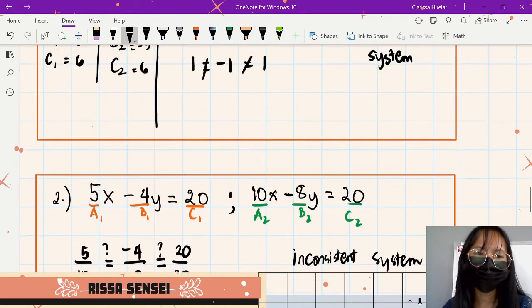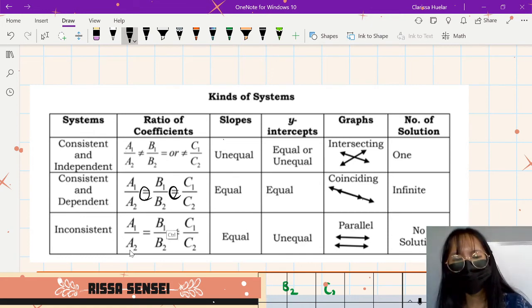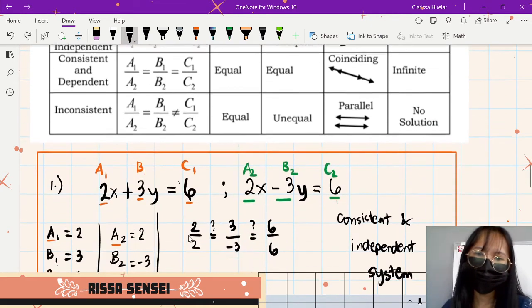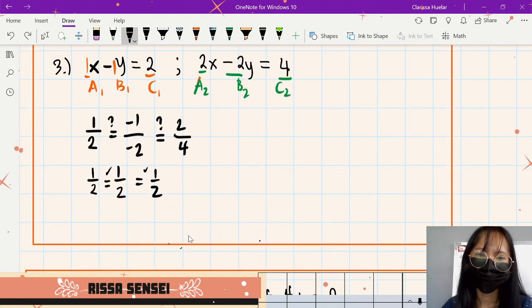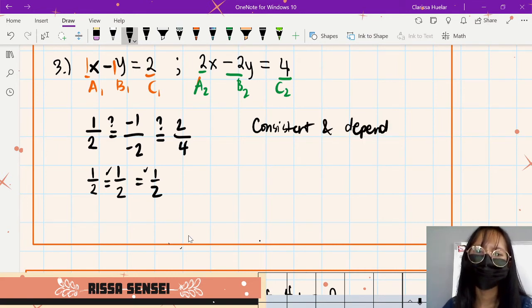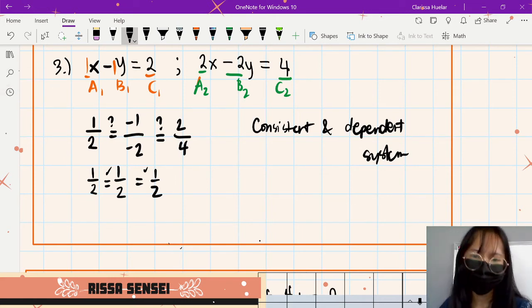So kapag lahat equal, the system is consistent and lahat equal. So consistent and dependent, meaning coinciding yung graph nila. So this is consistent and dependent system. And kapag ginraph nyo, try nyo sa Desmos, kapag ginraph nyo yan, coinciding yung magiging itsura.